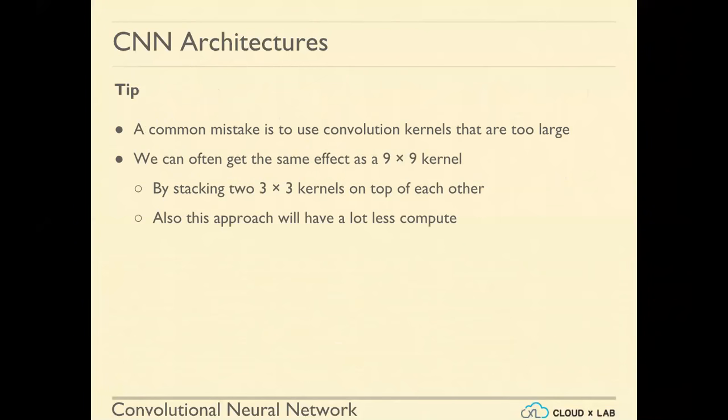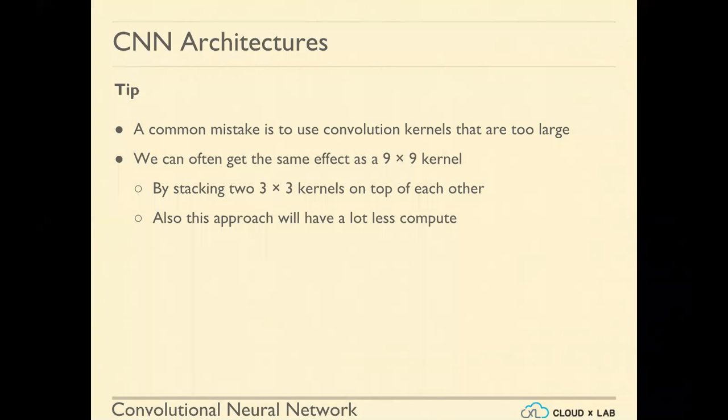We can often get the same effect as a 9 by 9 kernel by stacking two 3 by 3 kernels on top of each other. Also, in this approach, we have a lot less to compute. If we are using huge kernels and smaller strides, then the output is going to be bigger.